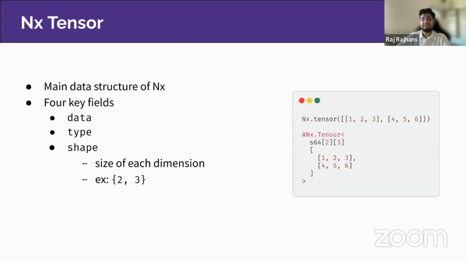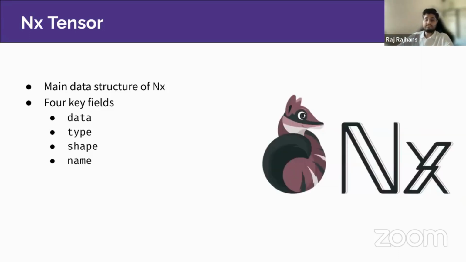Next field is the shape of the NX tensor. This is related to the nested list representation that you see for a tensor. And a tensor shape is the size of each of its dimensions, right? So for example, the tensor that you see here, if you visualize it as a 2-dimensional matrix, it has 2 rows and 3 columns. So the shape is 2, 3. Finally, tensors can also have names for each dimension, which is helpful for us to be explicit about what dimension we want to perform a specific operation on.